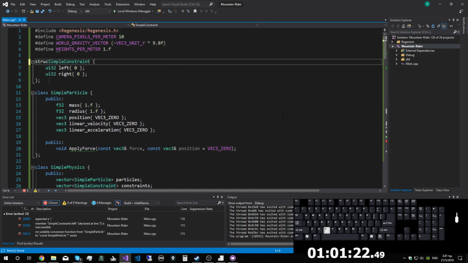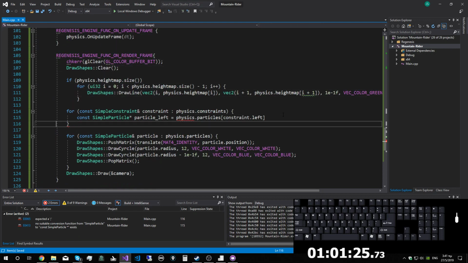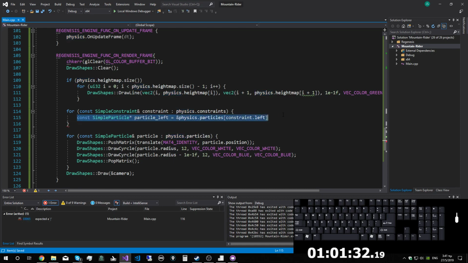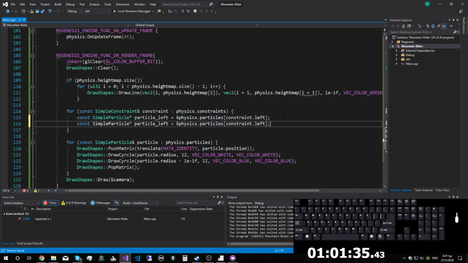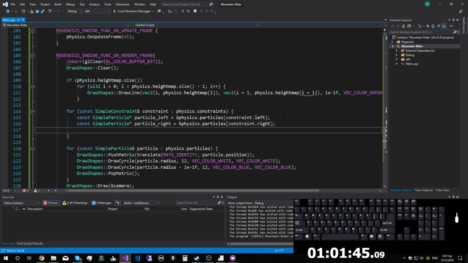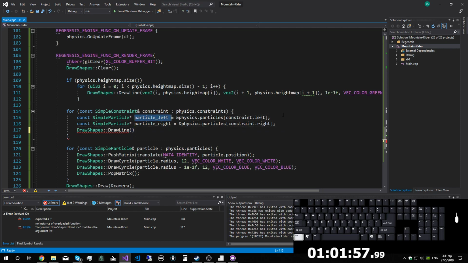Let's make that start. Okay, and we need to get the others dot. And the particle right is constraint right, like so. And then throw shapes line from the left position to the right position.